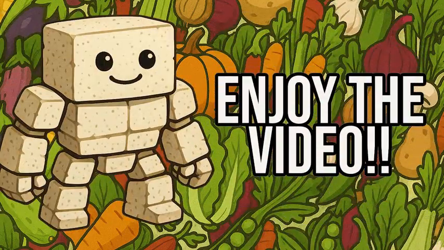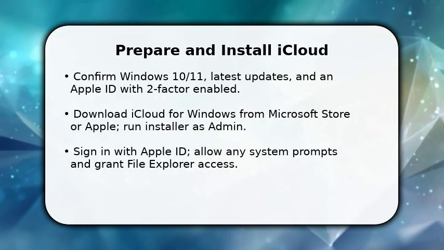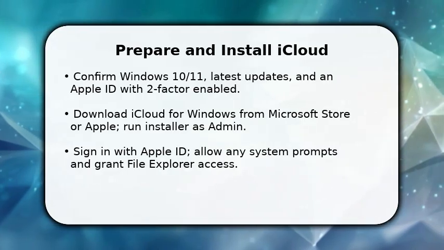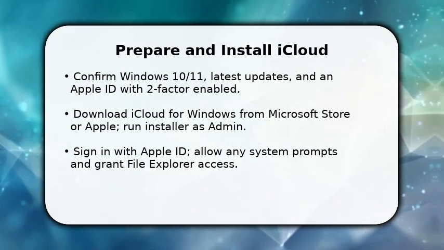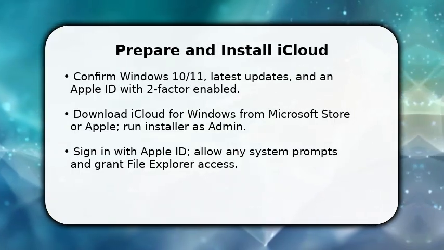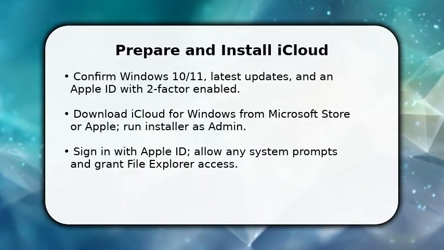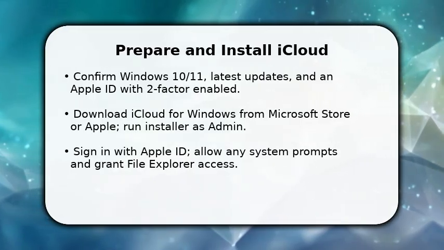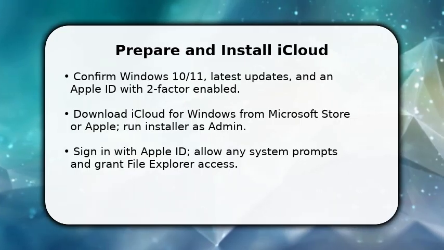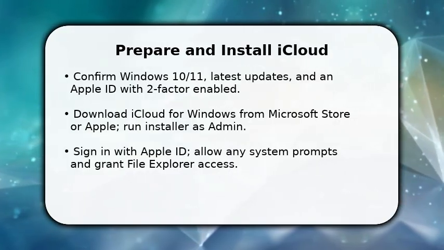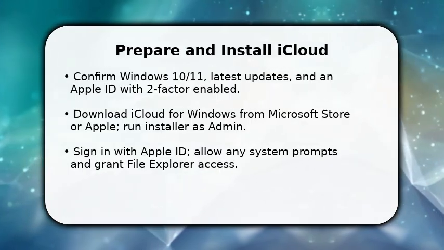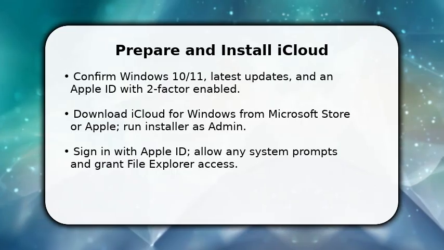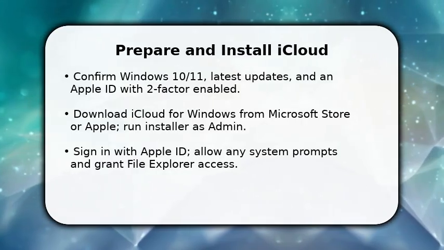Please enjoy the video. You start by preparing your PC. Make sure Windows is updated, you have an Apple ID with two-factor authentication, and admin rights. Once ready, download iCloud for Windows from the Microsoft Store or Apple, then run the installer and sign in with your Apple ID. Make sure to grant the app permissions when Windows asks, because iCloud needs File Explorer access to show iCloud Drive. After signing in, choose the basic sync options to begin.